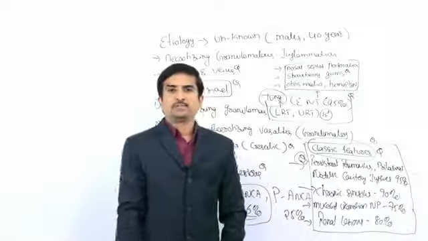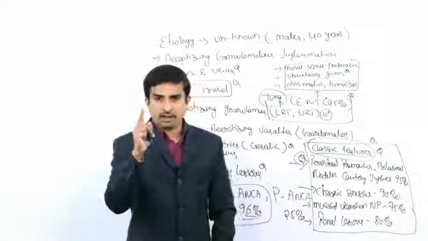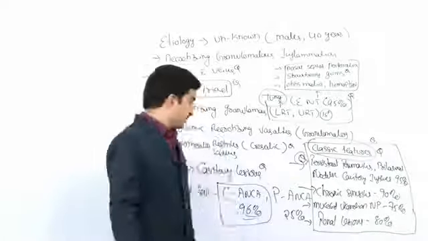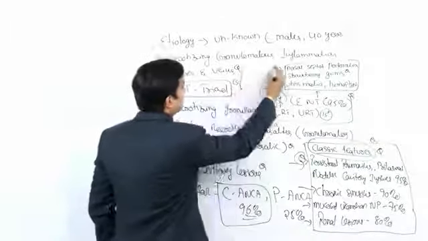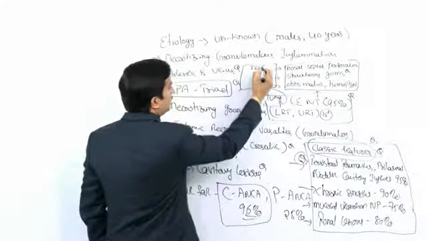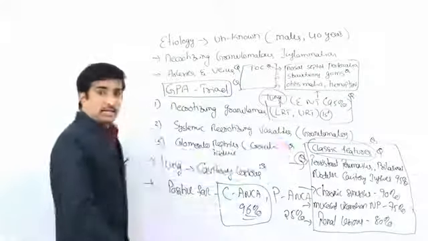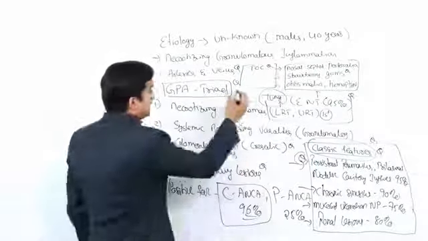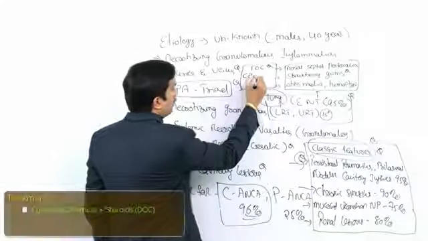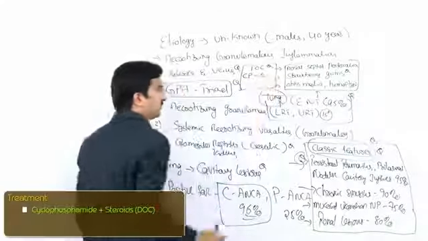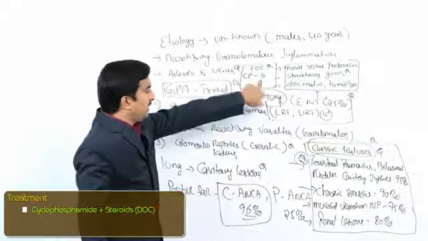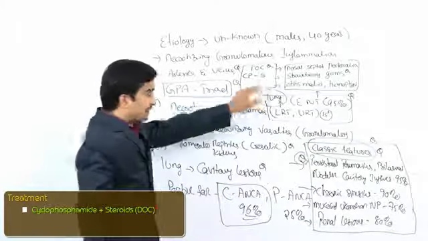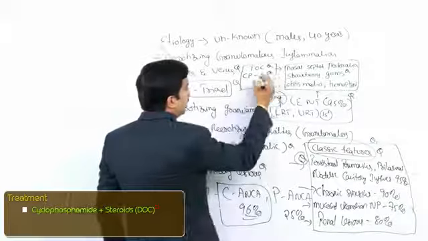Now, let us talk about the treatment of GPA. In the treatment, what is the treatment of choice will be the question in the exam. In the exam they will ask you what will be the TOC, treatment of choice. MCQ question. Treatment of choice, cyclophosphamide with steroids. Cyclophosphamide is the treatment of choice. We always give it in combination with steroids, right?